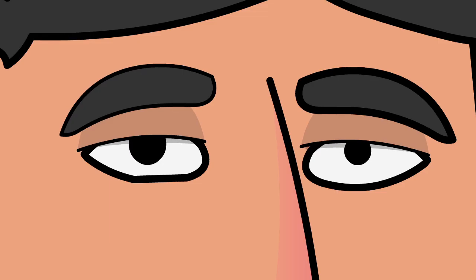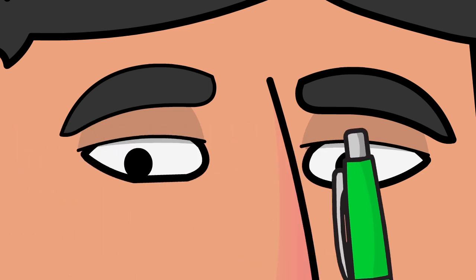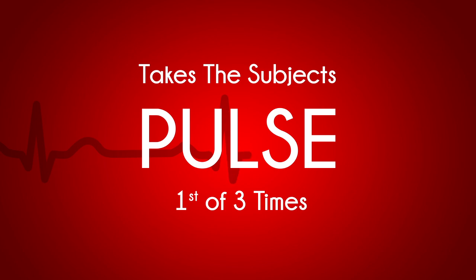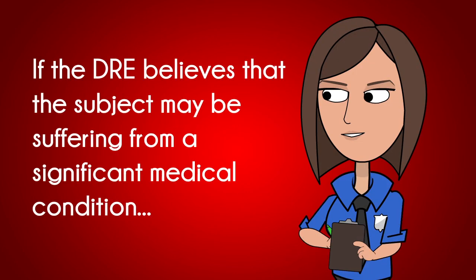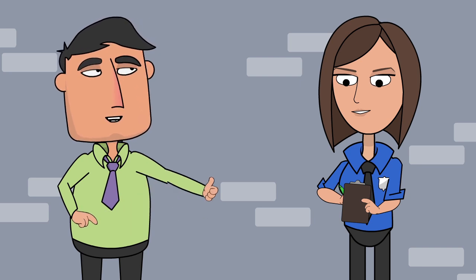The DRE also determines if the subject's pupils are of equal size, and if the subject's eyes can follow a moving stimulus and track equally. The DRE also looks for horizontal gaze nystagmus, HGN, and takes the subject's pulse for the first of 3 times. If the DRE believes that the subject may be suffering from a significant medical condition, the DRE will seek medical assistance immediately. If the DRE believes that the subject's condition is drug-related, the evaluation continues.